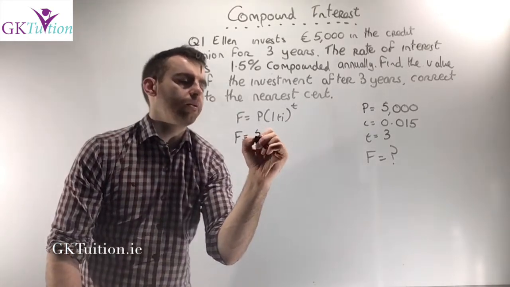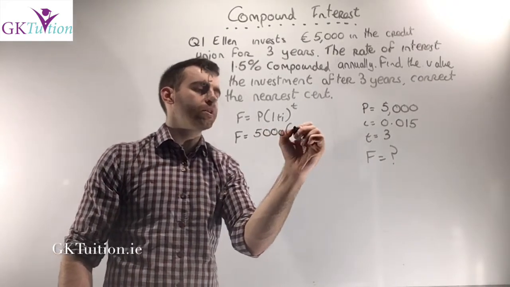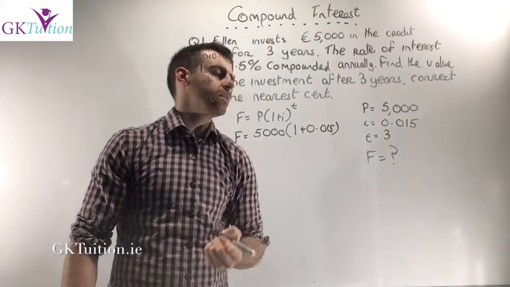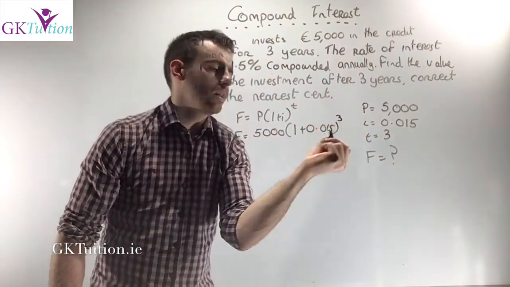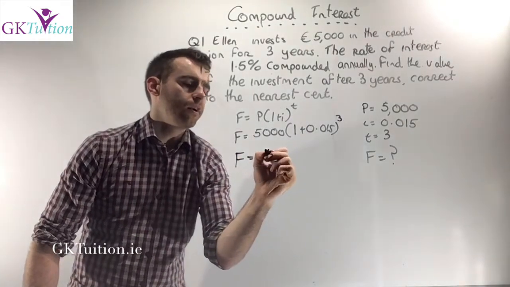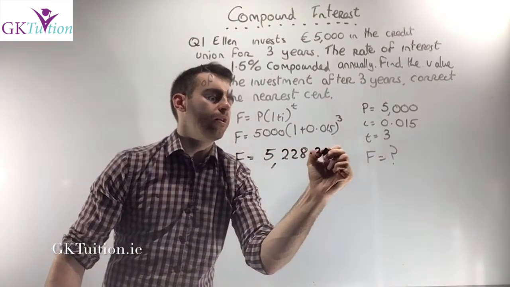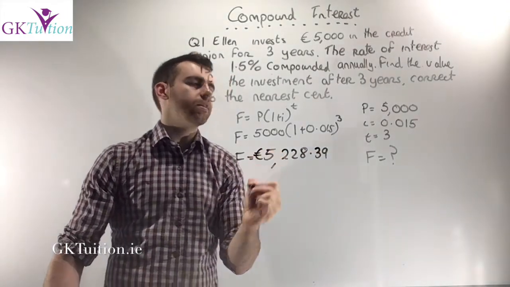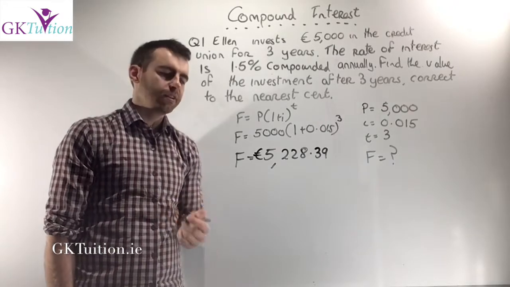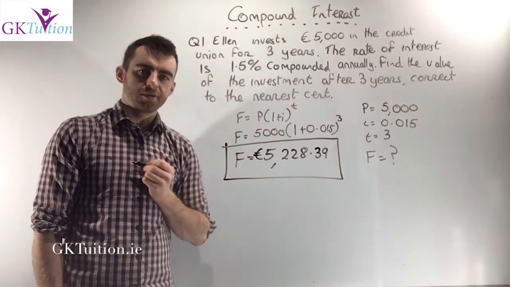So in this case, all we have to do is sub in. P is 5,000 times 1 plus I, which will be 1 plus 0.015, to the power of T, which in this case is 3. Now if we plug all of that into our calculator, our final value here works out as €5,228.39. If you invested €5,000 in an account for 3 years, earning 1.5% interest, after 3 years you would have this much money in your account.